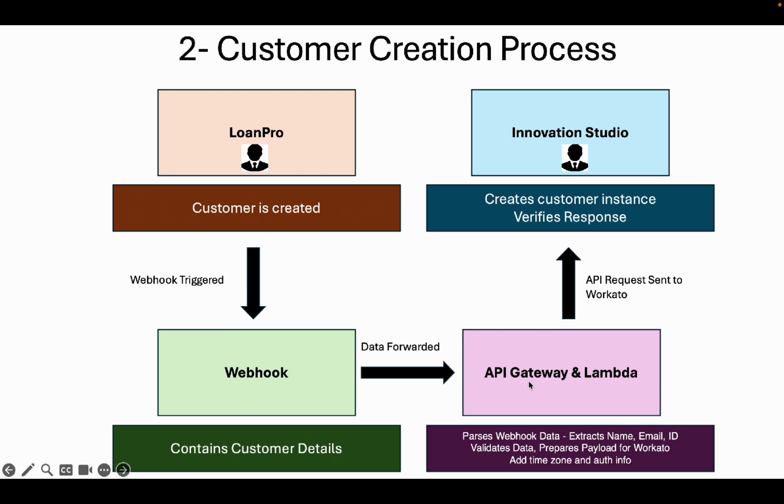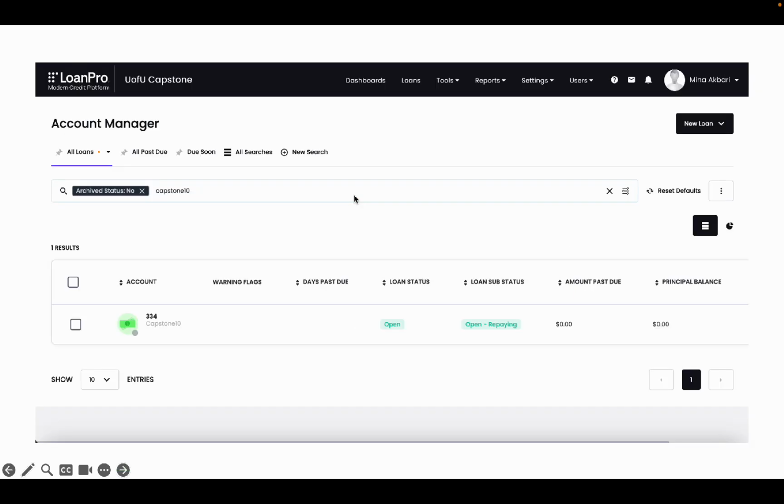And through API Gateway, a Lambda function, which is like a small piece of code that I wrote in Python, processes the data, formats it, and sends it to Workato. Workato then updates Innovation Studio with the new customer's details. This automation saves a lot of time and ensures that customer data is always consistent between these two systems.